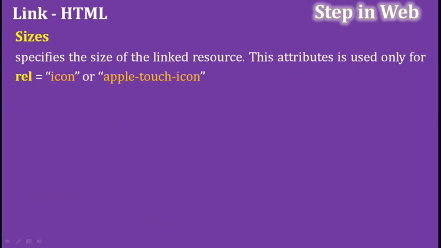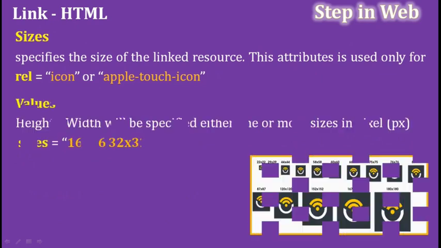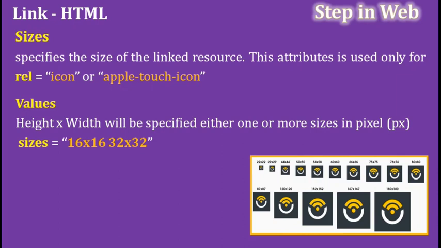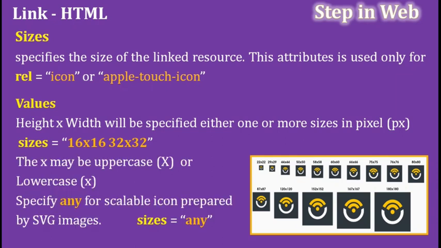Sizes. Sizes specifies the size of the linked resource. This attribute is used only when the relation is icon or Apple Touch icon. The values will be height by width, specified as one or more sizes in pixels. If you specify only one value, then 16 by 16, and optionally you can specify two values also, 16 by 16, 32 by 32. The x between these two values may be lowercase or uppercase. If we specify any, for a scalable icon prepared as an SVG image, it is a dynamic size, it will change according to our requirement.